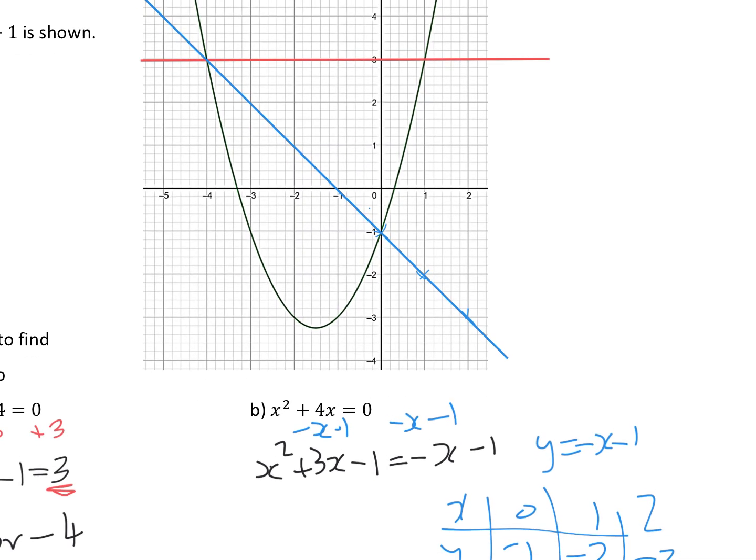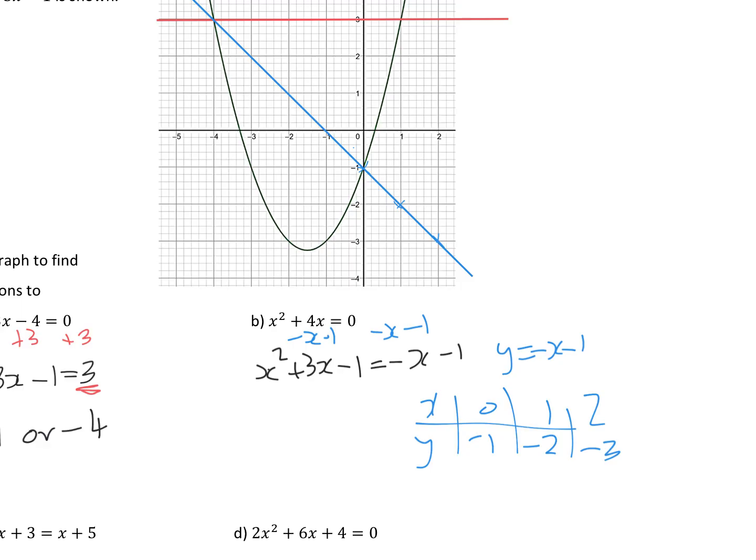Now, we wanted that straight line to be equal to the curve, so we would look at where that straight line crosses this curve. It crosses here when the x value is 0, and it crosses here when the x value is minus 4. So our answers are when x equals 0 or minus 4.